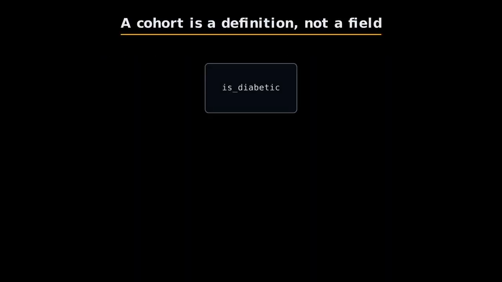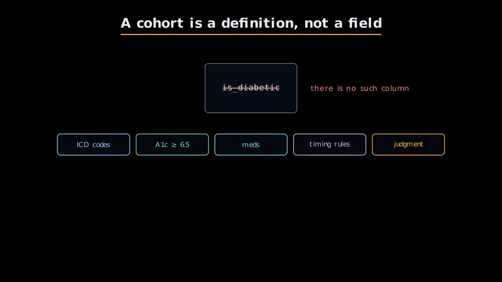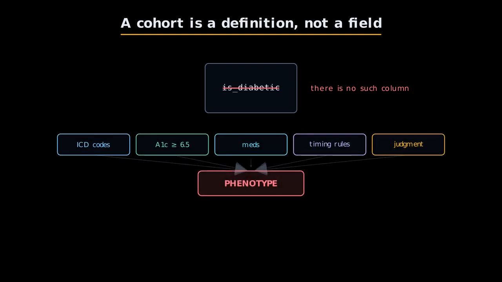Here is the subtle skill that quietly decides whether your product is right or wrong. Your data is standardized, so now you go to define your cohort, say, diabetic patients, and you discover there is no column that says diabetic. A diabetic patient is not a field. It is a computable phenotype, a definition you build from diagnosis codes, plus lab values like an A1C over 6.5, plus prescriptions, plus timing rules, plus real clinical judgment.